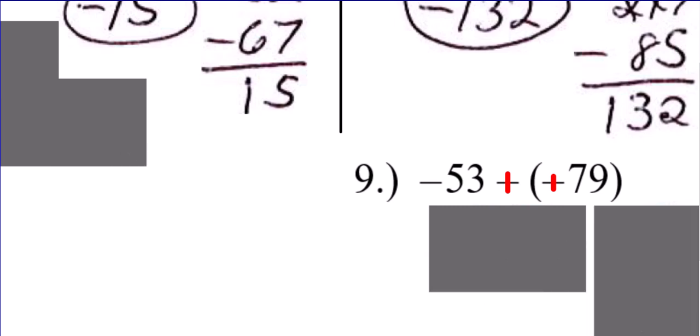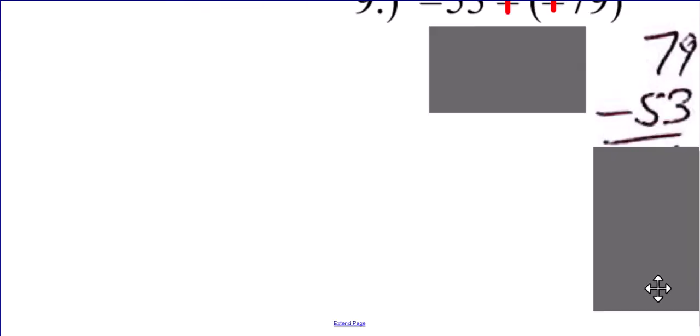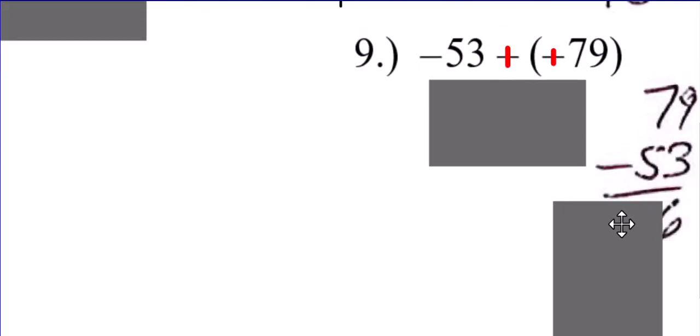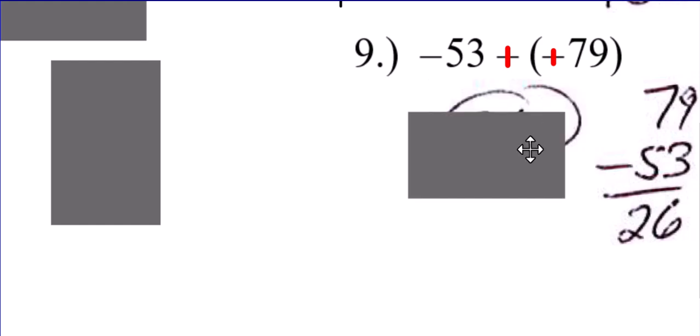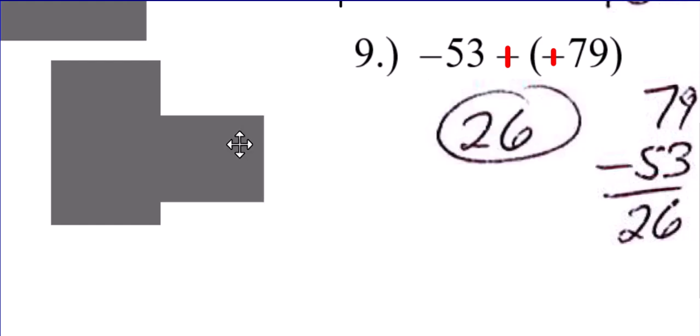The bigger absolute value is going to go on top, as it always does whenever you subtract. 9 minus 3 is 6. 7 minus 5 is 2. Who has the bigger absolute value? It's the positive number this time.